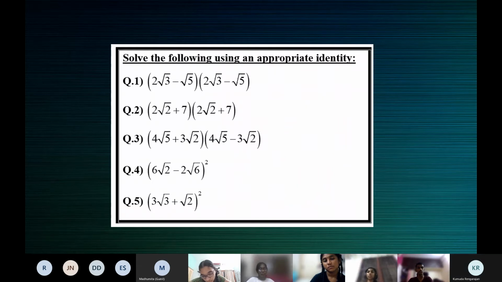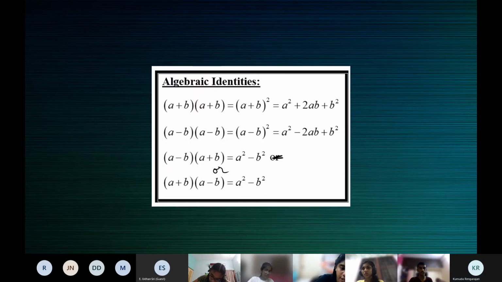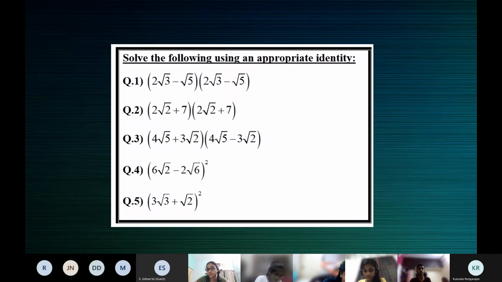Now we are going to solve the last expressions. It is not homework, we are going to do it now. So children, we are going to solve these expressions using an appropriate identity.